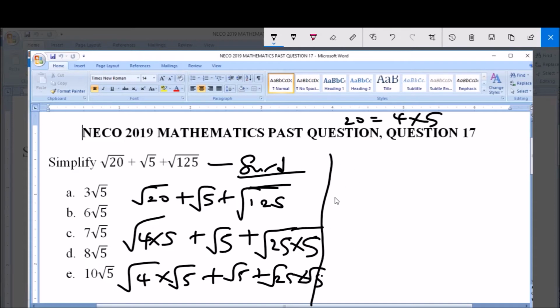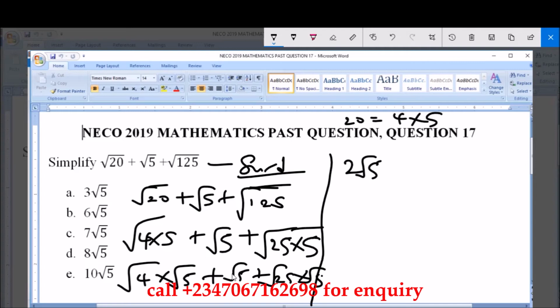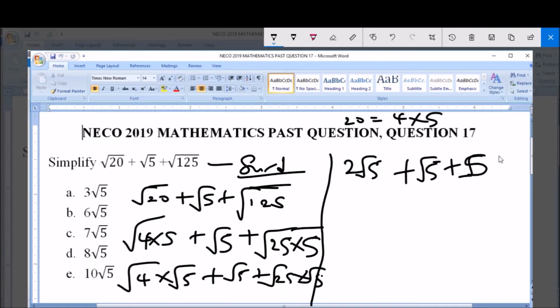Now from here we have that root 4 will give us what? 2 root 5, that is 2 times this root 5 here, plus root 5, and root 25 will give us what? 5 plus 5 root 5. Now so therefore we have 2 root 5 plus root 5 plus 5 root 5.